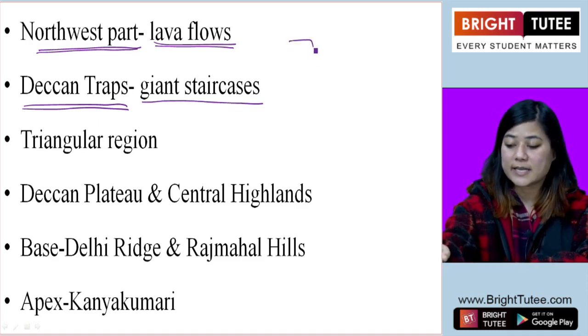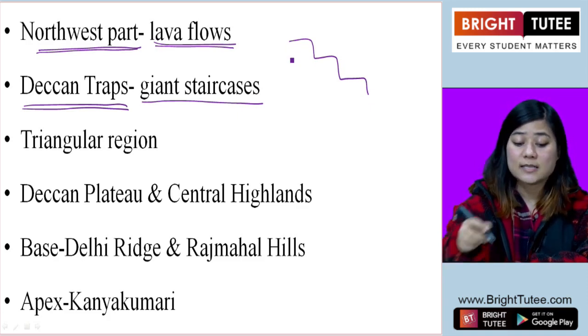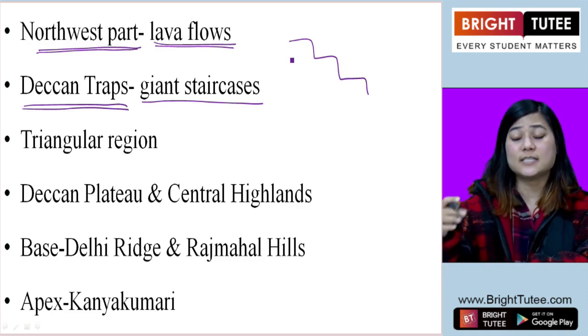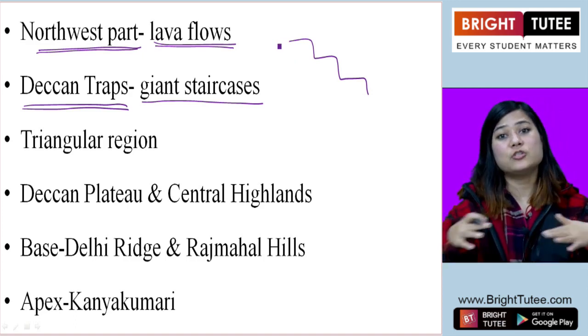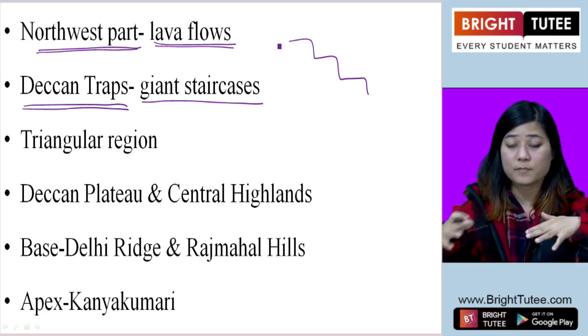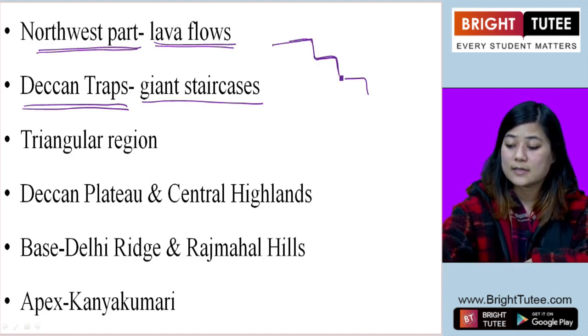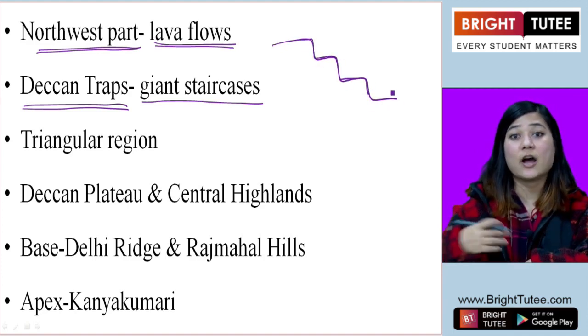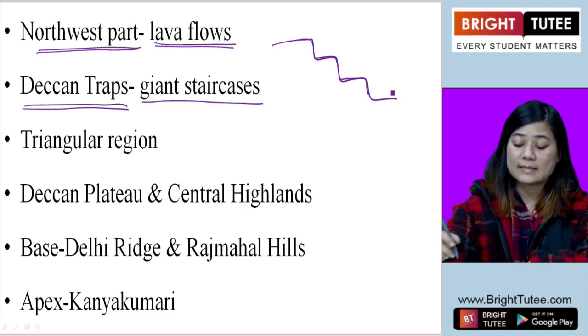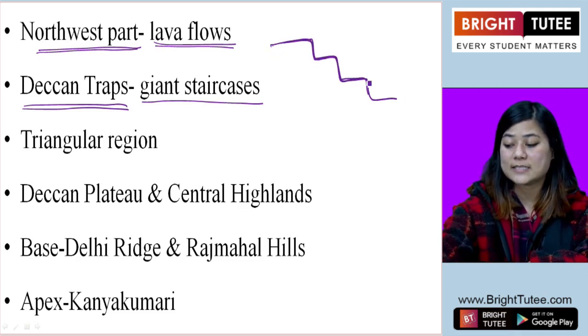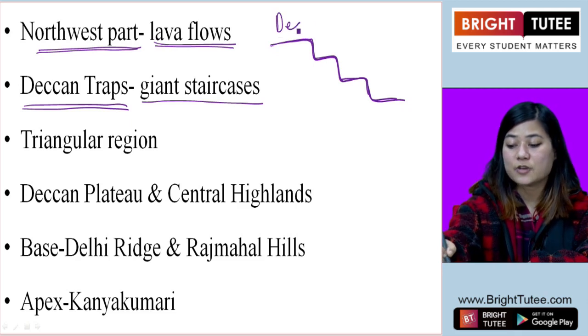We know staircases, right? Now these Deccan Traps are giant staircases. They are huge tableland formations, and they look like staircases but in giant form. And these landscape formations are called Deccan Traps.